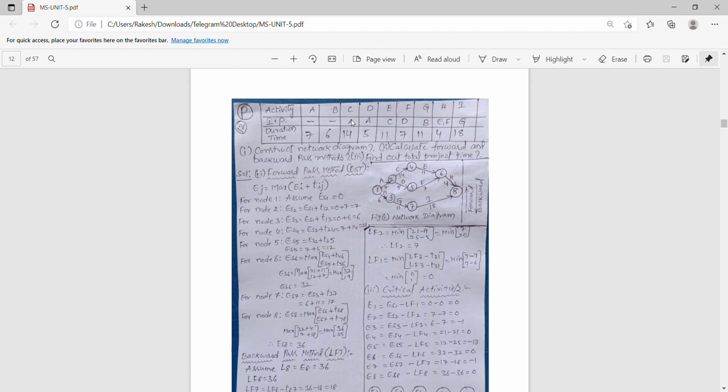Next, C is coming from A, meaning A ended at 2, so C goes from 2 to 4; draw an arrow and label it C. Next, D is also coming from A, so draw an arrow from 2 to 5 and label it D. Next, E is coming from C, so from C keep an arrow and write E. Next, F is coming from D, so from D draw a line and label it F.